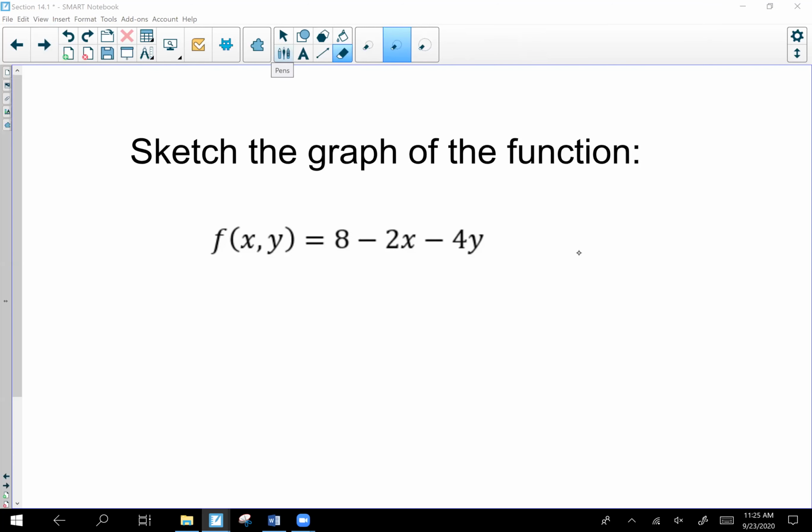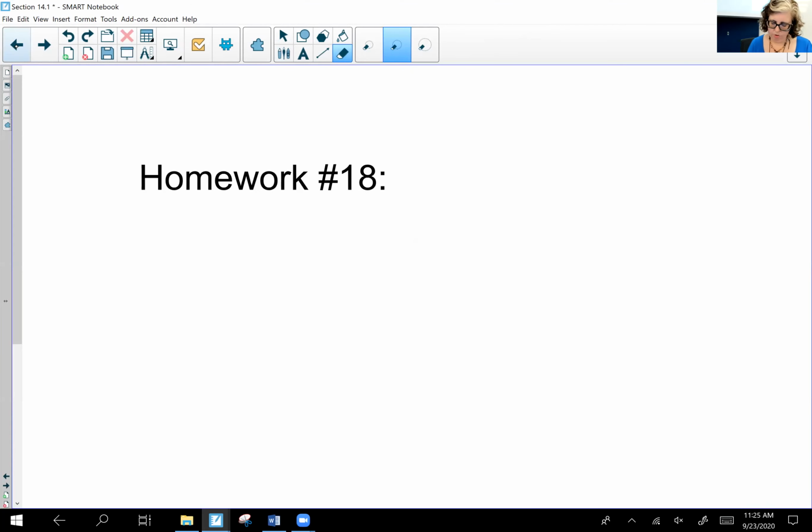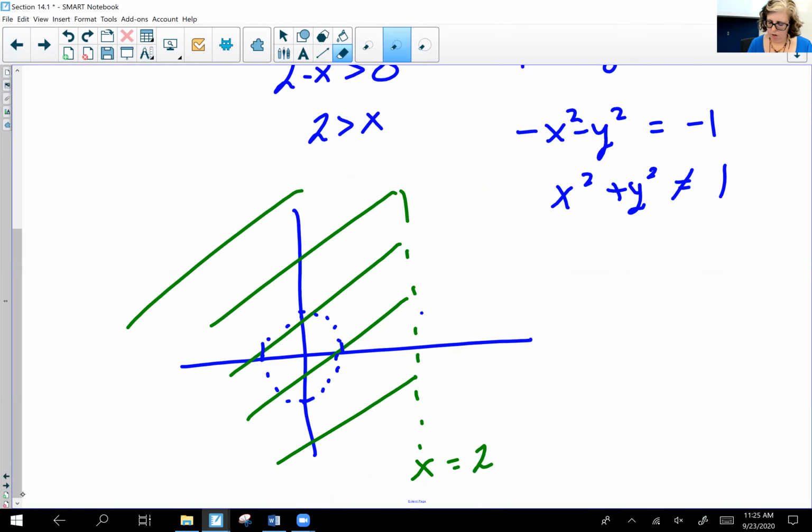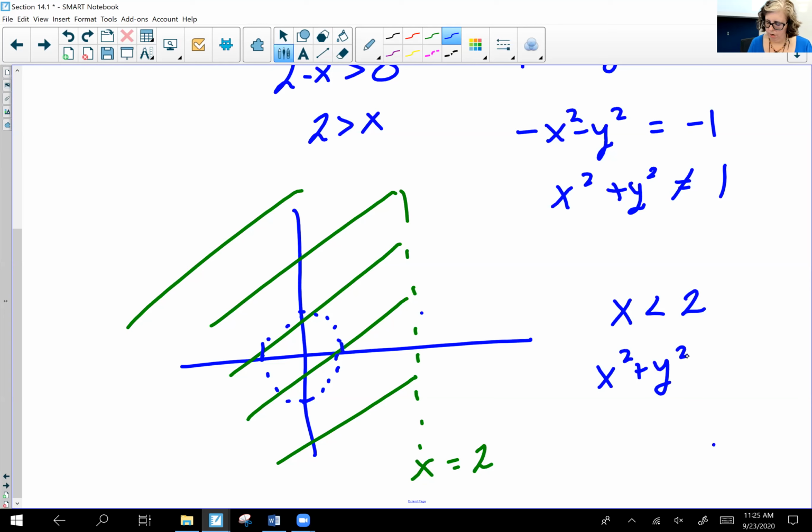I have a question, Dr. Mickey. Go ahead, Joe. Can you give us the notation for the domain there? Are we subtracting that function out of there? So the notation for the domain would be a two-part notation. Part of it would be that x is less than 2, and the other part would be x squared plus y squared does not equal 1. Oh, that's it. Okay.